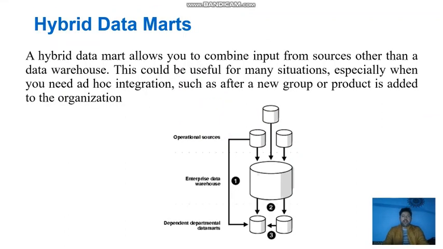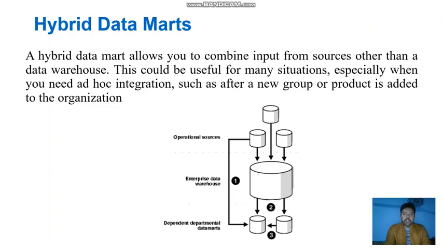Now, what is hybrid data mart? Hybrid data mart is the integration of dependent and independent data mart. It allows you to combine input from sources other than the data warehouse. The sources may be operational sources, or the sources may be the enterprise data warehouse. It is useful in many situations, like if you need ad hoc integration, or if any new group or product is added in the organization. The hybrid data mart is best for that case.